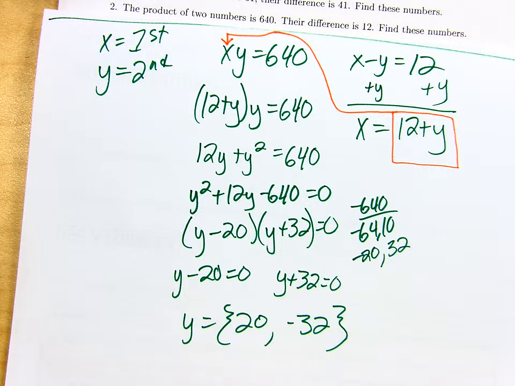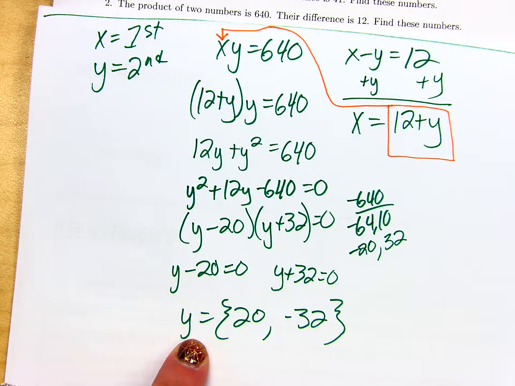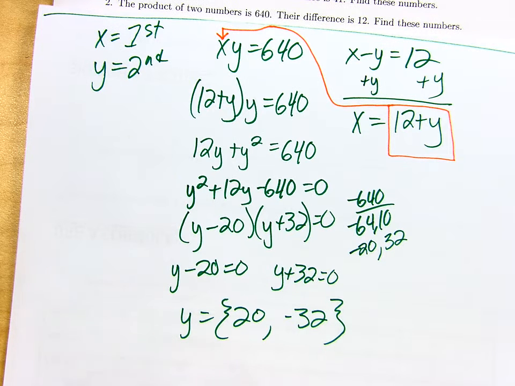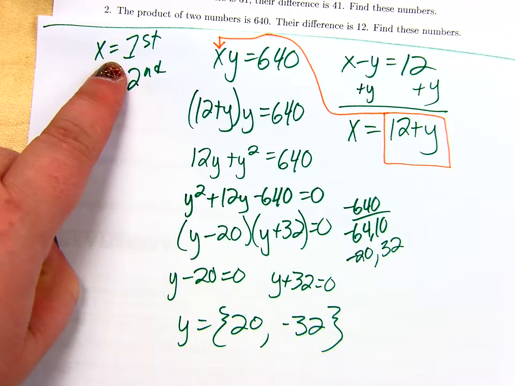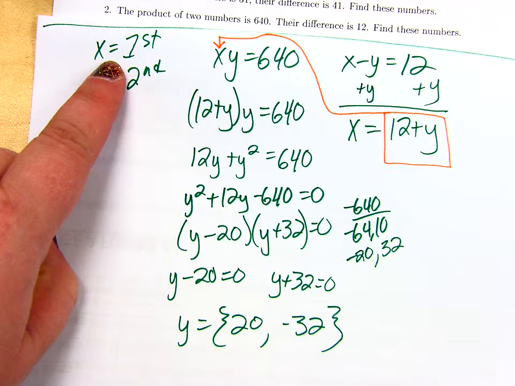Okay, so here's my point. These are not the two numbers. These are two different possibilities for y. Ladies, gentlemen, you are very frequently going to get two sets of answers. These are two possibilities for just y. You have no idea what x is. You haven't solved for x yet.